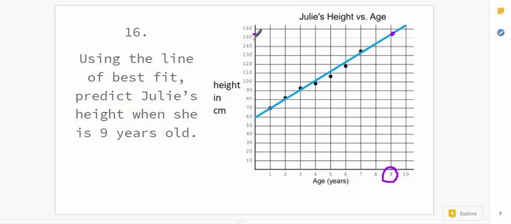So it is between 150 and 160. It's not quite halfway, so I'm going to estimate it's about 154 centimeters. If you said 153 or 155, I would say that is pretty close. All of those would be an appropriate prediction.